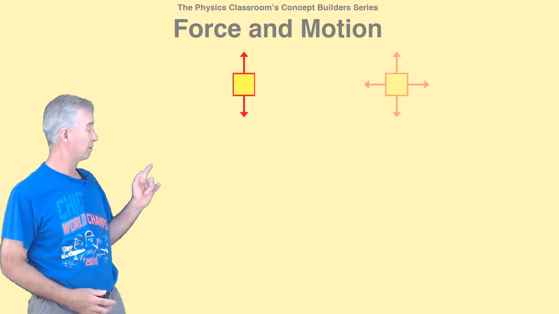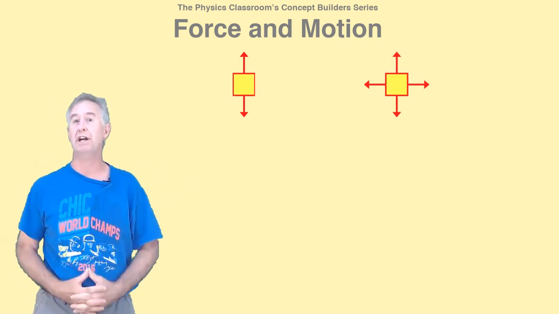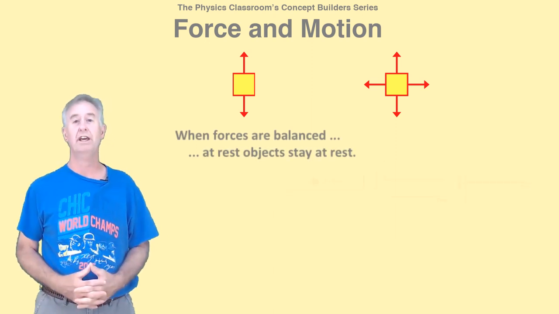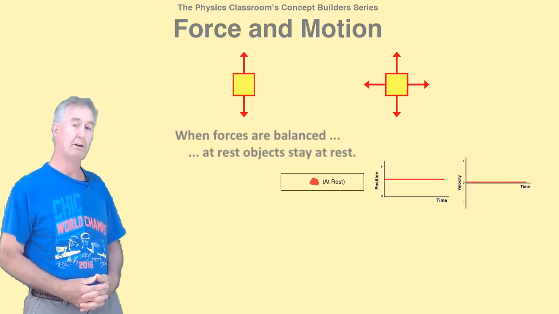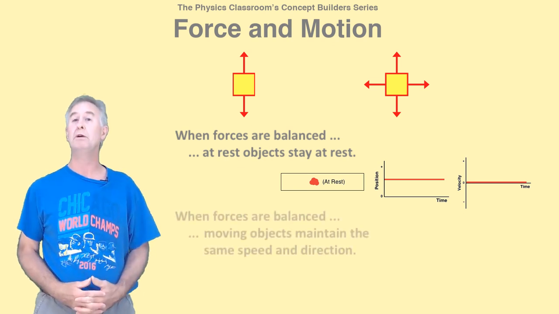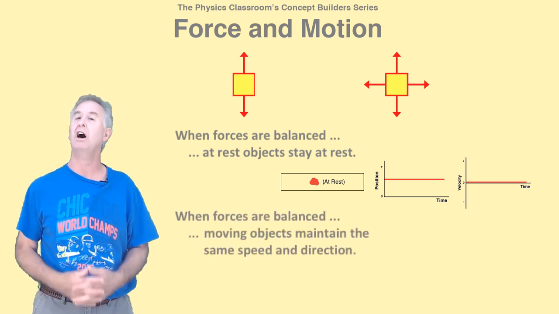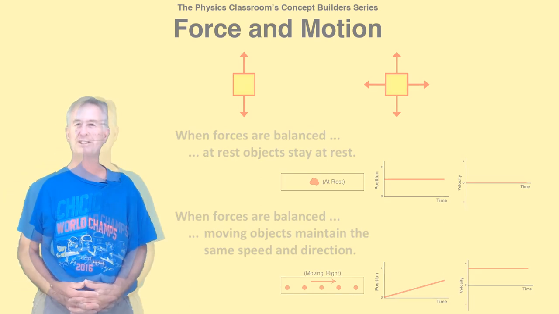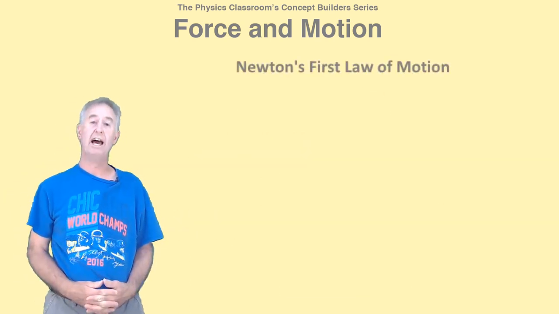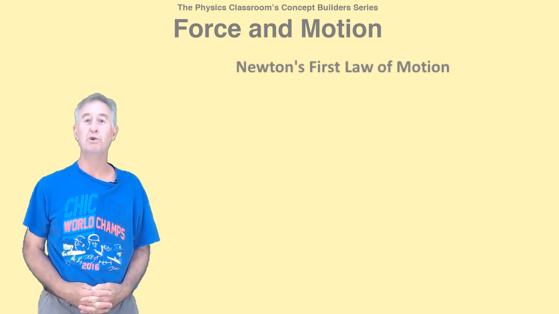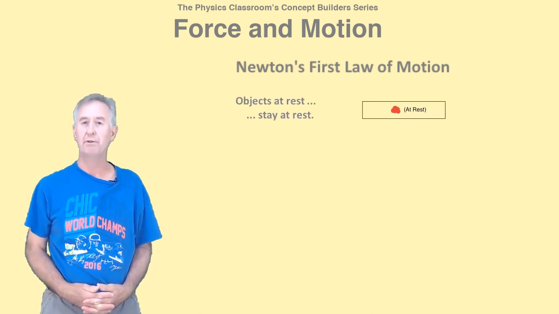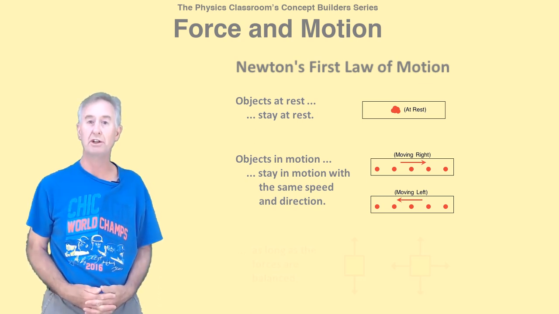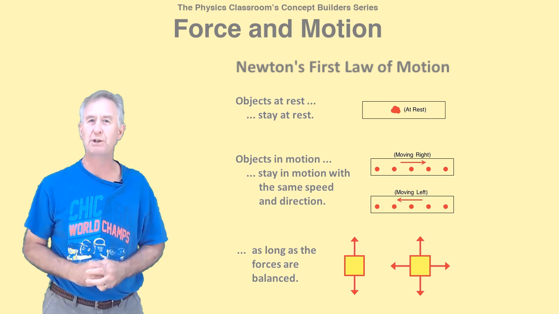When you see this or that, you know the object has a constant velocity. It could be at rest and staying at rest, as represented by these kinematic representations. Or it could be moving and continuing in motion with unchanging velocity, as represented by these representations. Without ever stating it, I've been describing Newton's first law of motion. Objects at rest stay at rest, and objects in motion continue in motion with the same speed and direction, provided all of the forces are balanced.